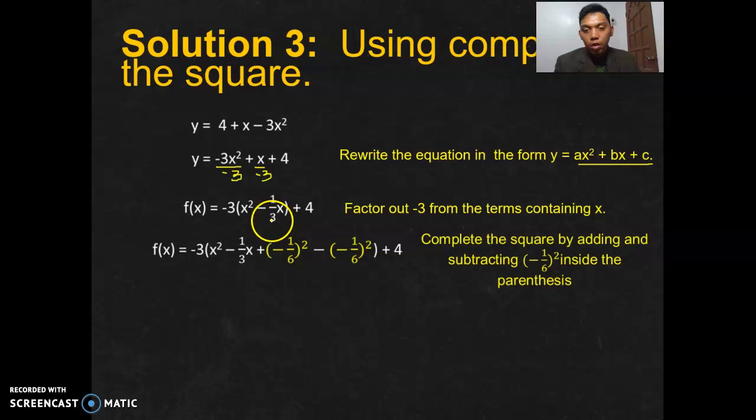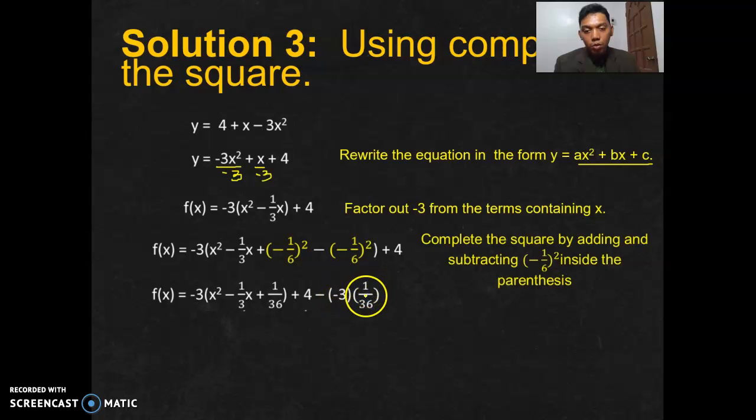(1/6) squared is basically 1/36, right? Now notice that there's a 3 here. Why is it that there's a 3 here? Because the a is -3. It's a subtraction, and when you square it, it becomes positive.